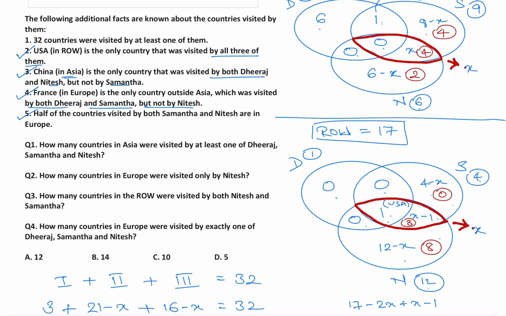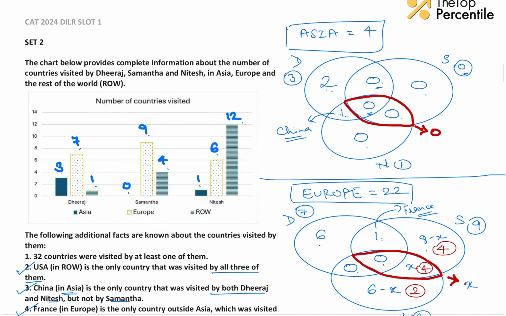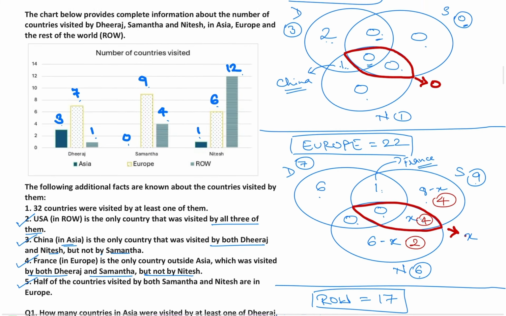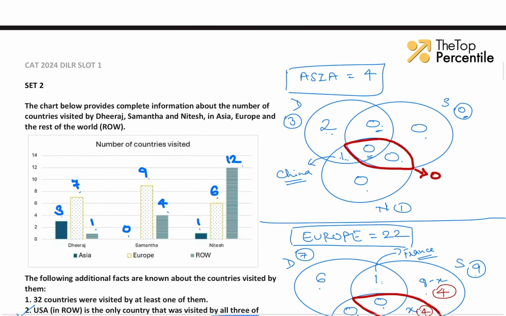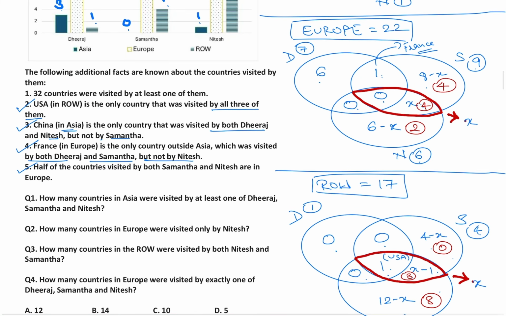How many countries in Asia were visited by at least one of Dheeraj, Samantha, and Nitesh? Okay, let's go to Asia. Countries visited by at least one of Dheeraj, Samantha, and Nitesh. Okay, so it will be 2 plus 1. So this has to be 3. So the answer to my first question will be 3.